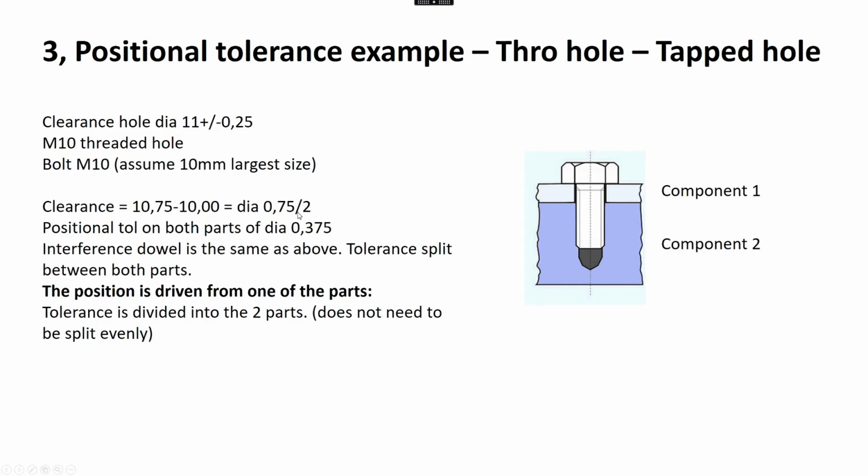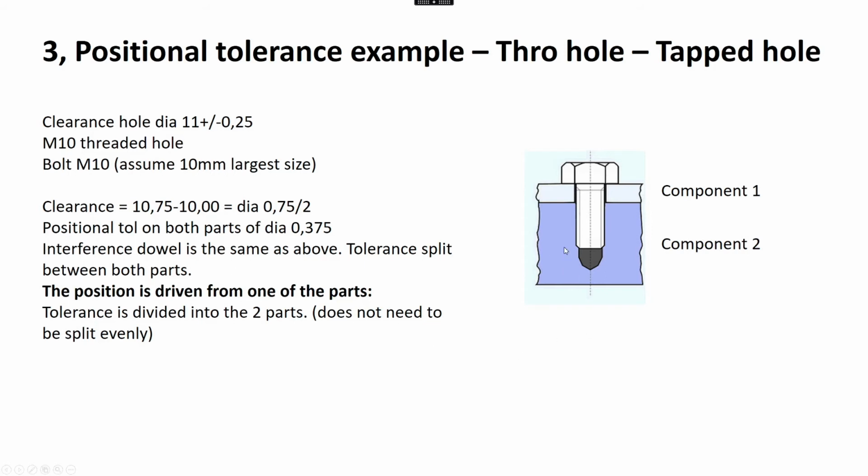And we have to use half the positional tolerance on this component and half on this component. So the allowable positional tolerance on both parts is now 0.375. The important thing here, though, is we don't have to split this 0.75 evenly. As long as the positional tolerance on this component and this component adds up to the 0.75, then it will work fine. So that's the same as an interference dowel hole on one side.